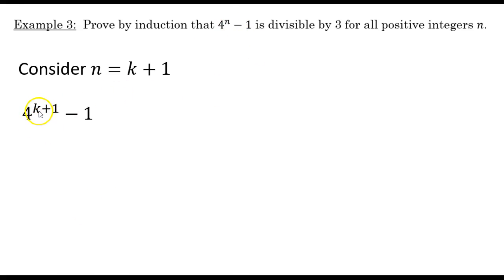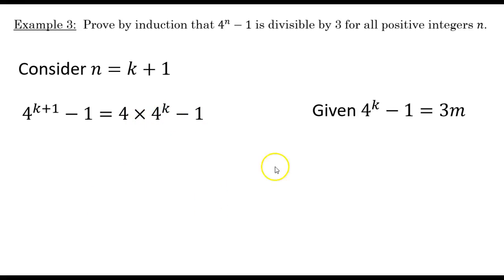So we have 4 to the power of k plus 1 minus 1. And 4 to the power of k plus 1 we could say is the same as 4 to the power of k multiplied by 4 to the power of 1, so it's 4 times 4 to the k, minus 1. Now, if we think back to our previous result, 4 to the power of k minus 1 equals 3m. Rearranging that means that 4 to the power of k equals 3m plus 1. Now take that result and replace the 4 to the power of k here.